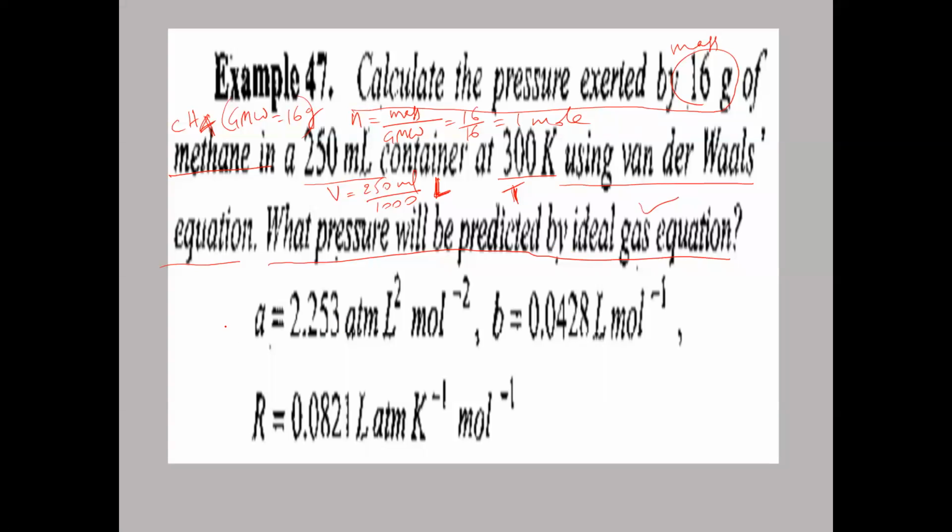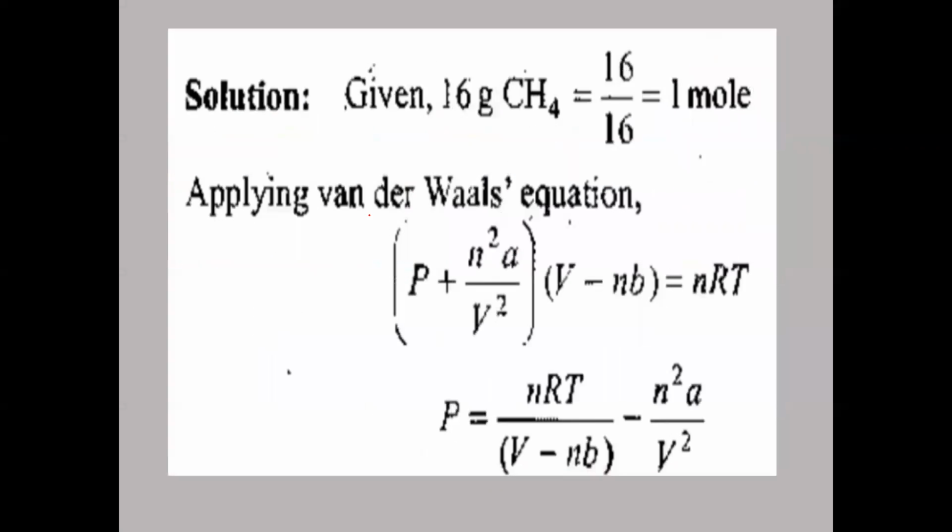Here, the A value is the magnitude of attractive forces. A is the Van der Waals parameter. B is the size, otherwise the volume, of the gas molecule. And R is the universal gas constant. So we have to calculate the pressure exerted. Given 16 grams of methane means given mass by gram molecular mass, in grams per mole. Now how many moles did we get?